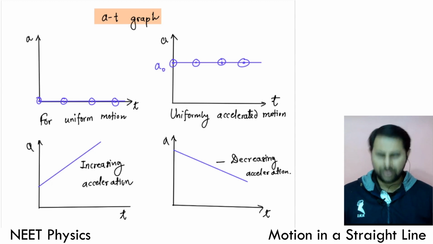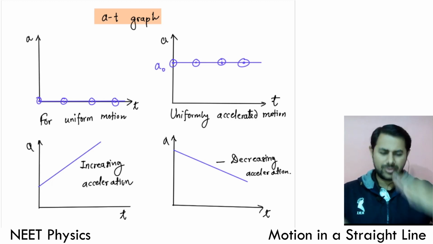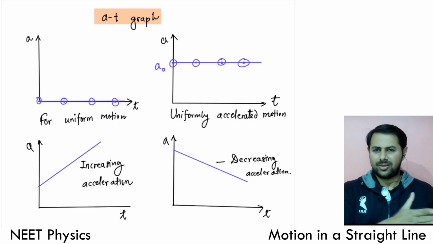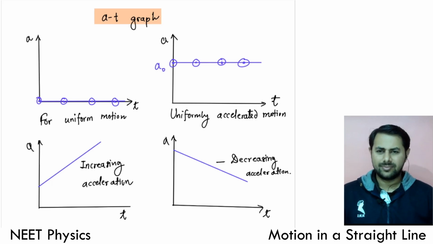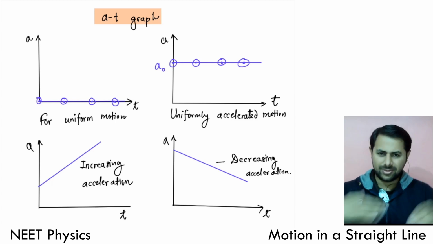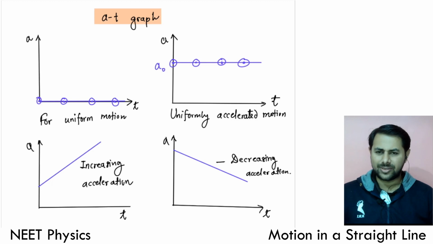Okay, so uniform motion is like, see, example can be anything. Suppose you take your bike, you're riding on your bike and you constantly see 40 kilometers per hour. That is uniform motion. And if you just accelerate the bike, what will happen? It will go from 40 to 50, something like that. It happens in no time for the bike, but suppose it takes some 10 seconds. So that is the uniformly accelerated motion.